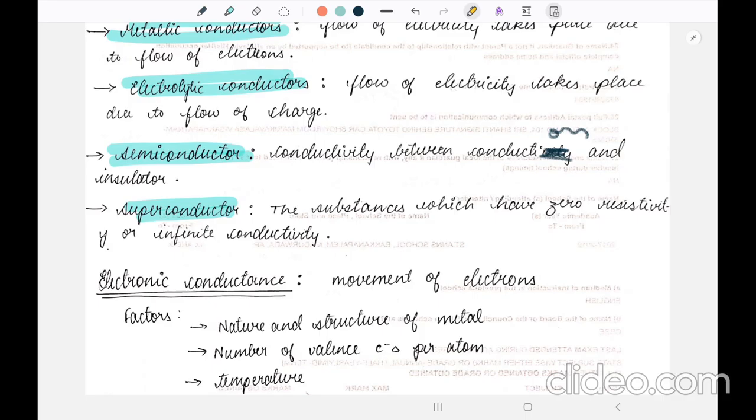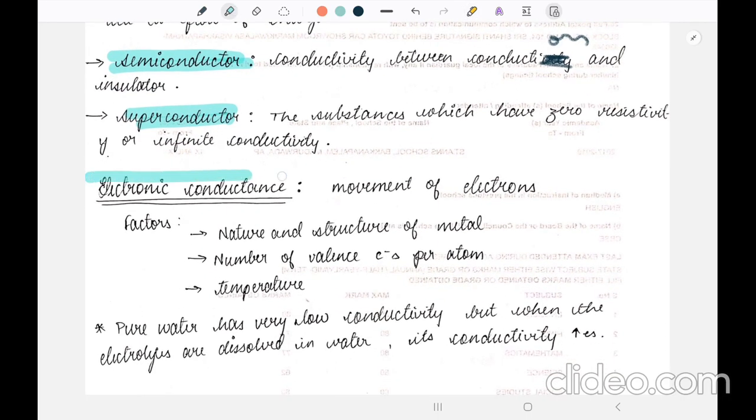Kelvin. Now we'll be studying what is the electronic conductance. So, electronic conductance through a metal is due to the movement of electrons and is termed as electronic or metallic conductance. So it will depend upon the nature and structure of metal, the number of valence electrons per atom, and the temperature. So if the temperature will decrease, then the conductivity will increase. The conductivity is reduced due to the increase in the temperature.